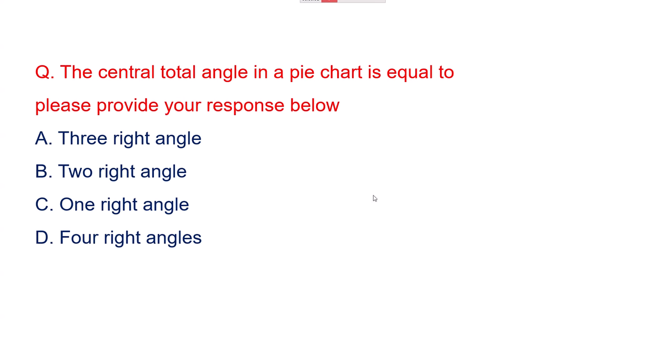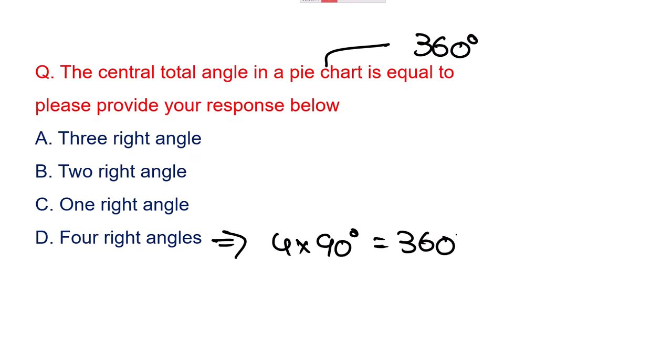Answer for this question, pie chart, total angle is 360 degrees. It's nothing but 4 right angles, 4 into 90 degrees, which will give 360. So 4 right angles is what we need to select.